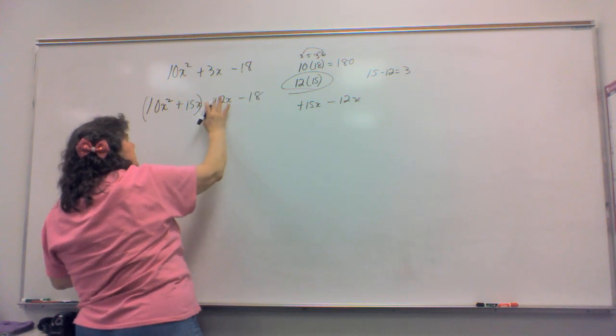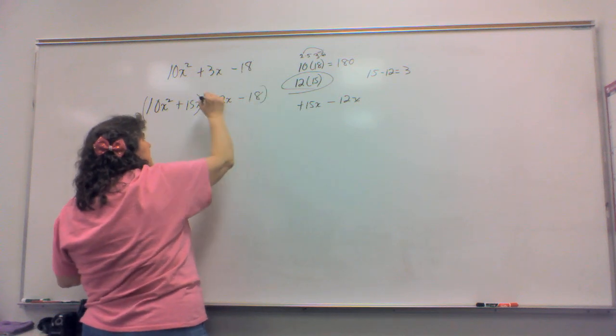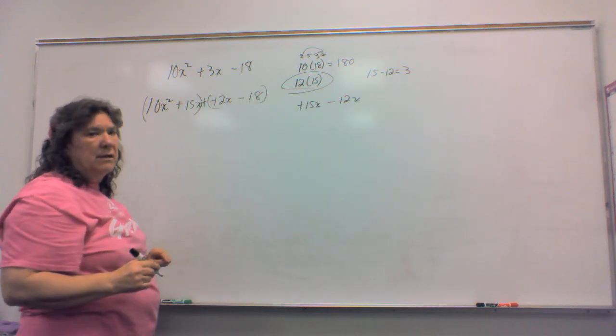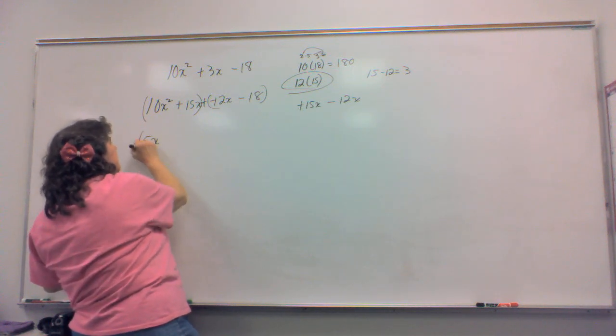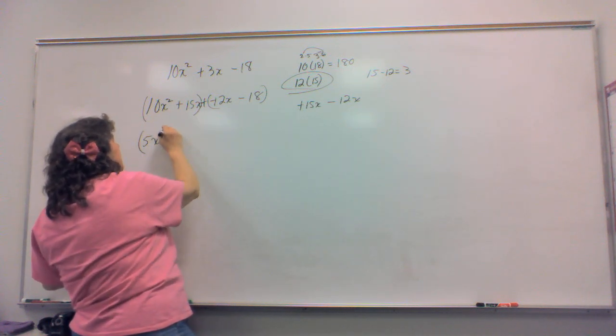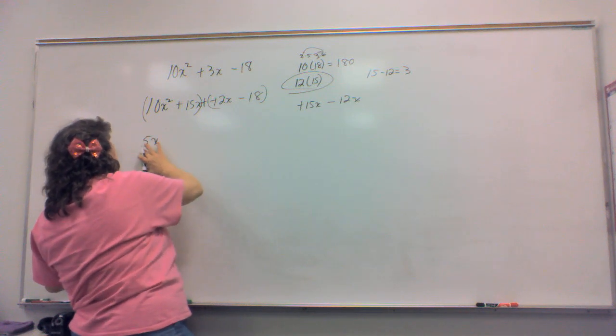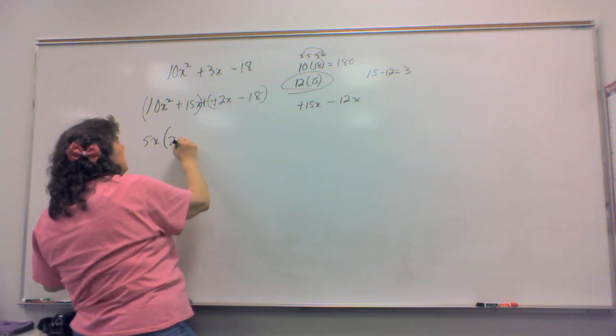Group my first two, group my second two with a plus in the middle. Now, factor out your common factor of a 5x. Now it's going to leave 2x plus 3.